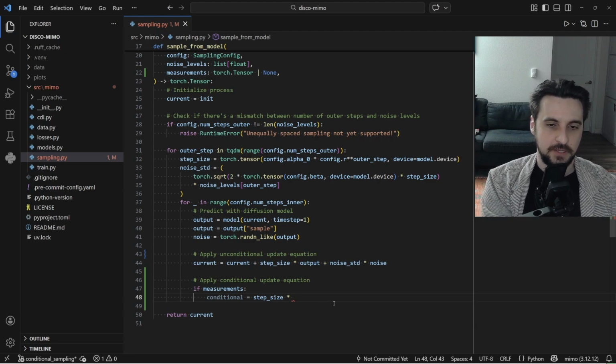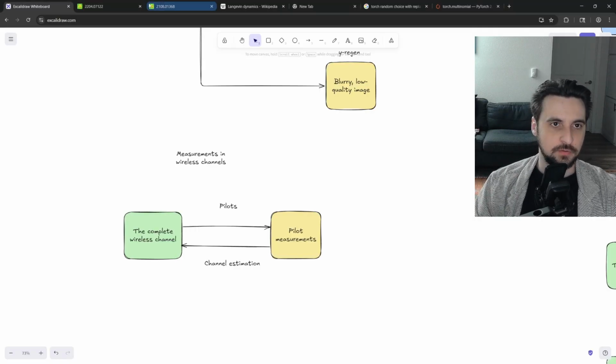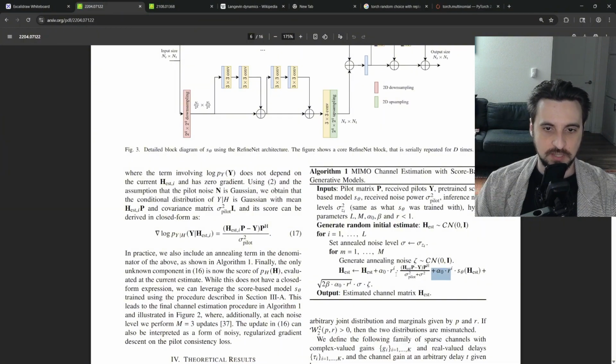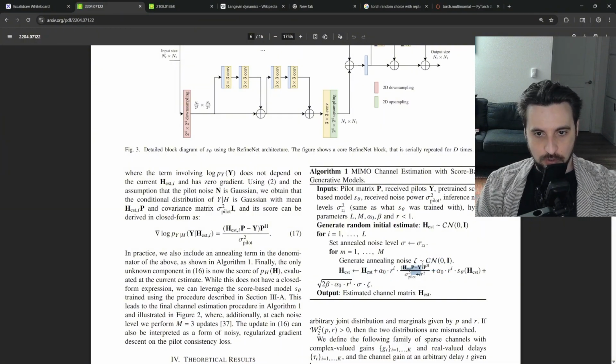So we need to apply the conditional update equation. We have the same step size, and now I have to look in the paper because I don't really remember what it is. Okay, so here it is, same step size. So I take the current estimate, I matrix multiply with P. So I need also the pilot matrix if I have the measurement, I forgot. And then I multiply with the transpose and complex conjugate of P. And I divide. I also need to know information about the noise power that is added in the measurement process.